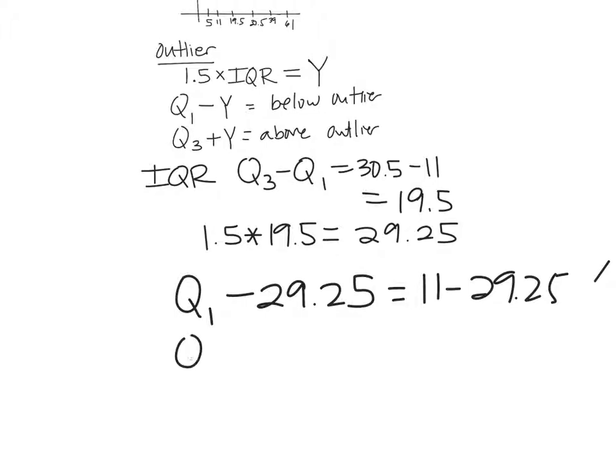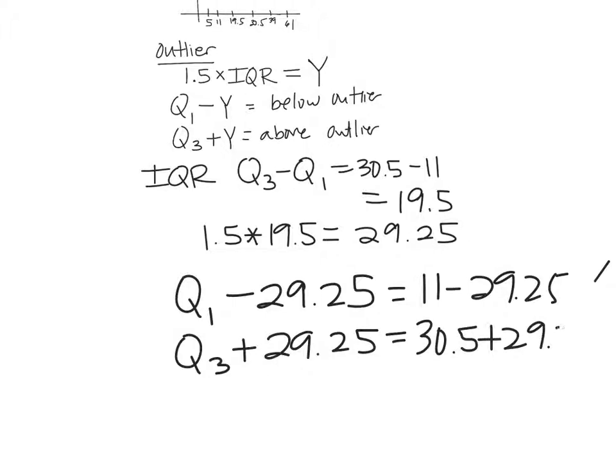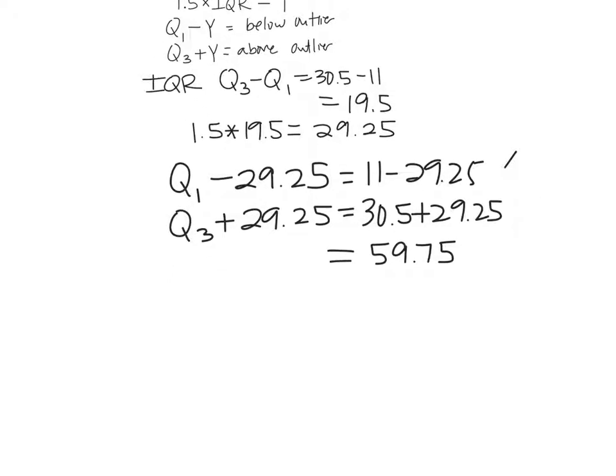The other one is to take Q3 and add 29.25. So Q3 was 30.5 plus 29.25. So the magic number here is 59.75. Anything bigger than that is an outlier. So you would say 61 is greater than 59.75, so it is an outlier.